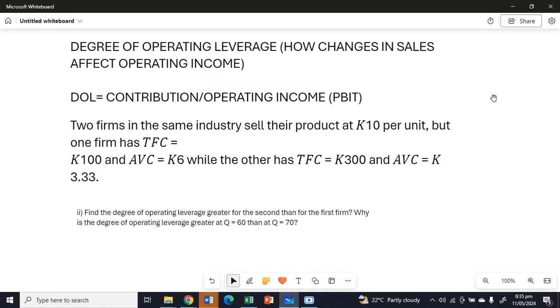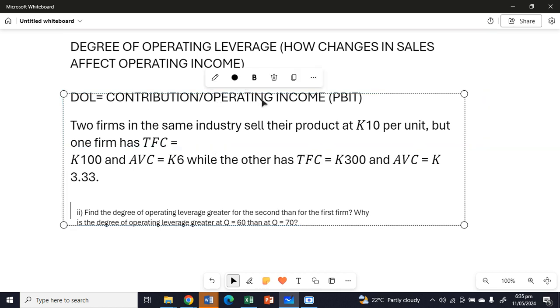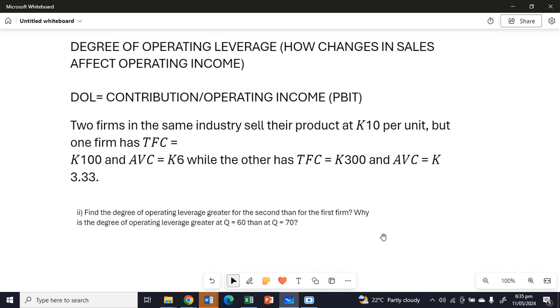So as we can see, the formula for the degree of operating leverage is the contribution divided by the operating income. There are other formulas that you can use, but I prefer to use this one. All right. So let's first get the information about our firms.